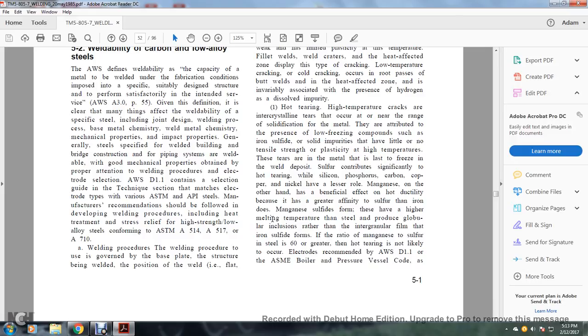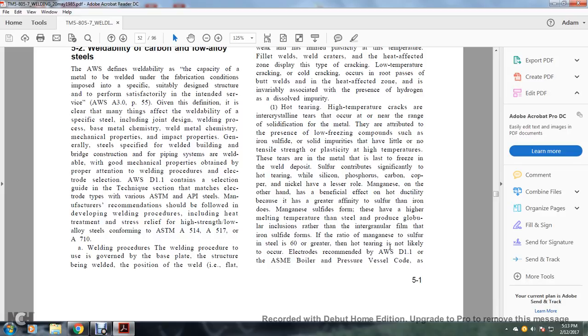On the other hand, manganese has a beneficial effect on hot ductility because of its great affinity for sulfur compared with iron. Manganese sulfide forms at a higher melting temperature in steel and produces globular inclusions rather than an intergranular film as iron sulfide does. If the ratio of manganese to sulfur in the steel is 60 or greater, hot tearing is not likely to occur.